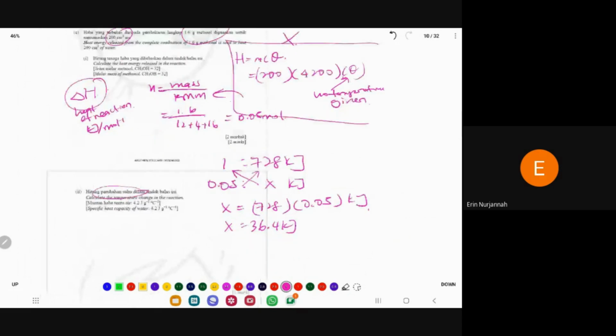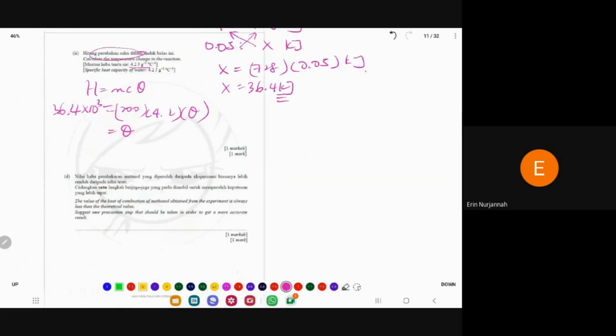Just now we did this halfway, right? And then we got stuck because there's no temperature given. So now they're asking for the temperature change. Again, this formula, and fill in the blanks. What is the H? We already got it, which is 36.4 times 10 power 3. Why times 10 power 3? Kilo. And then m, how much water? 200. Make sure this is 4.2, not 420. What's the temperature change? That's the one you want to find. Solve this algebra and you get the answer, 43.3.